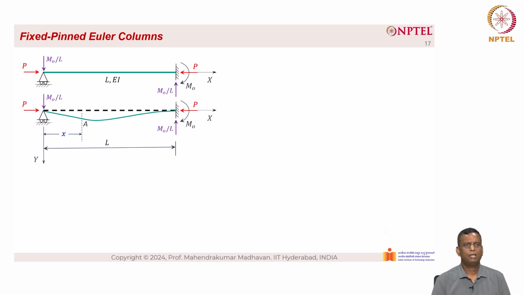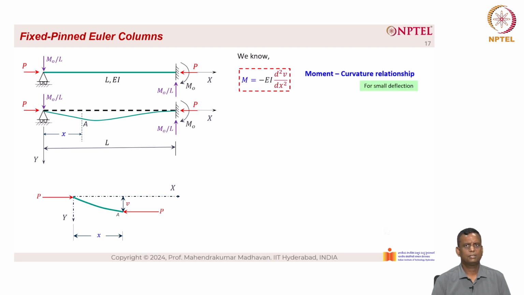At x from the left hand side is point A. We see that at a section at point A, we have an axial load P acting. The vertical displacement is given as V at point x. We know the moment curvature relationship, M equal to minus EI into d square V by dx square for small deflection. We have the external moment that is acting, so M0 by L and M0 by L acting here. We also have the internal moment resistance Mi. So the internal moment Mi is equal to minus EI into d square V by dx square. The external moment Me is equal to P into V minus M0 into x by L.